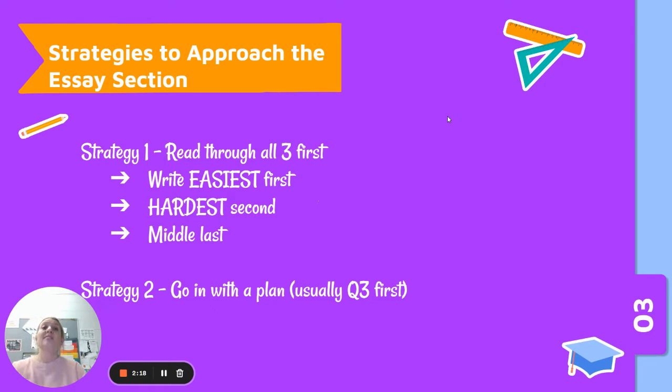So the first strategy, this is the thing that I've always taught my students, is to actually go and read all three passages first. So you're reading the prompt quickly, you're skimming the poetry and the prose passage, and you're reading the prompt for Q3. Not spending a ton of time on them, but just reading them to get a sense of how you feel about them. Then you're going to pick in order what you think is the easiest one first, the hardest one second, and then the middle one last.